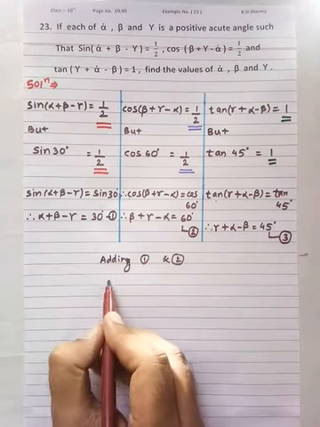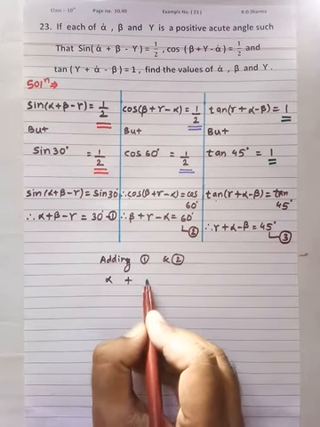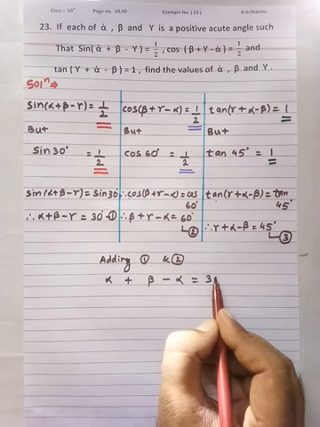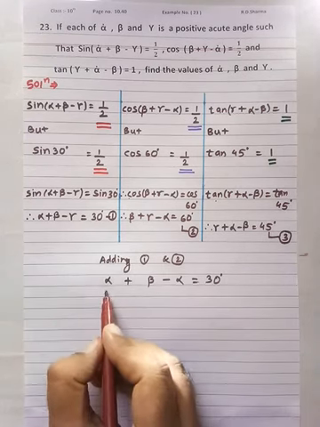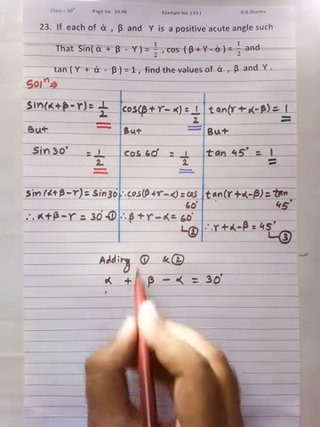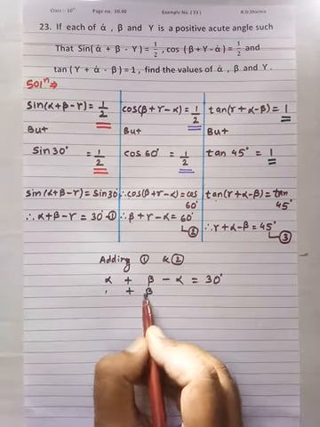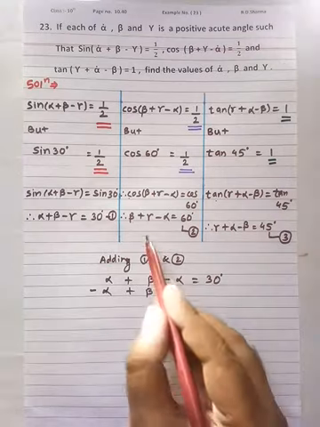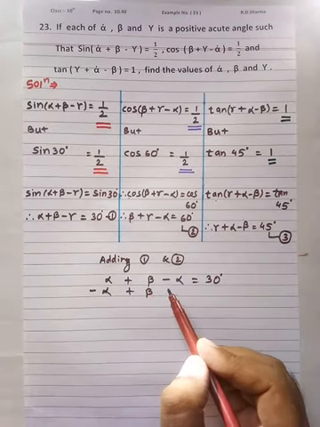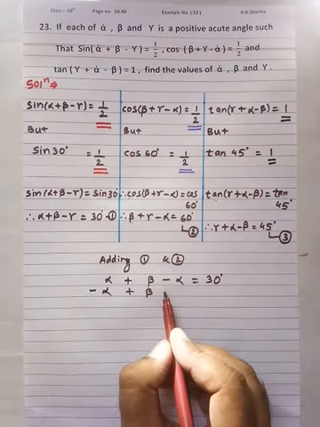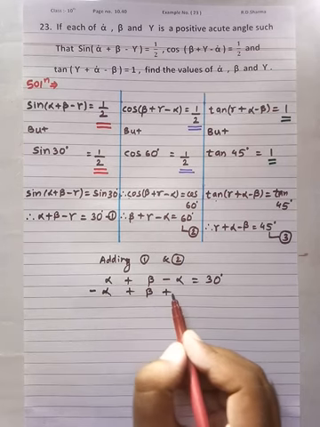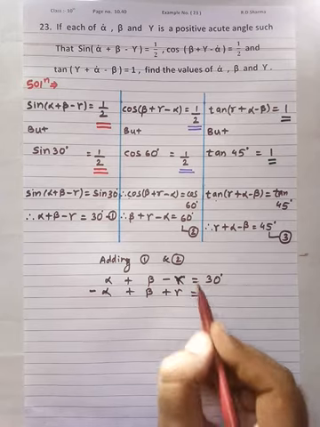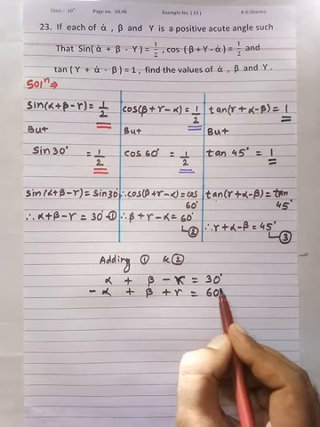Equation number 1 is alpha plus beta minus gamma equals 30 degrees. The second equation is beta, which is positive, taking it below the beta; alpha, which is negative, taking it below the alpha; and gamma, which is positive, taking it below the gamma. That equals 60 degrees.